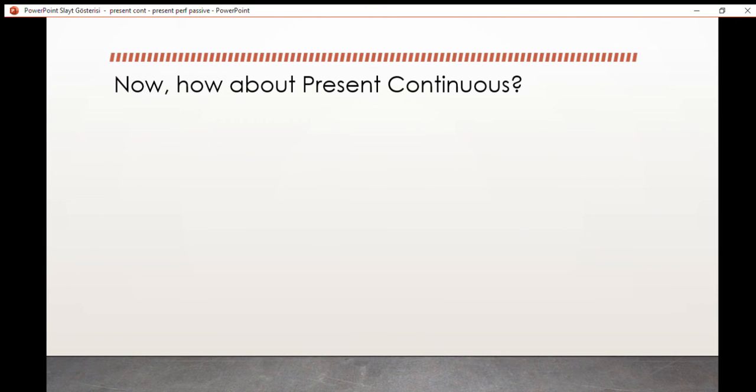About present continuous. We're going to do some more exercises, but before we do that, let's see.